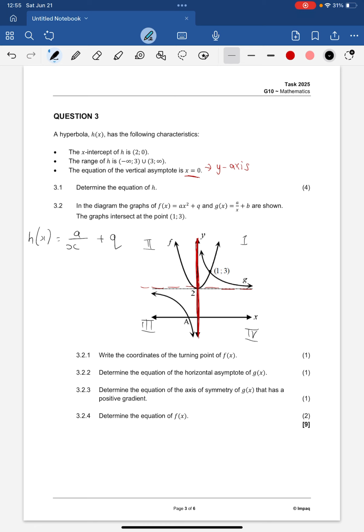We have an x-intercept at (2, 0). Okay, x-intercept is when y is equal to 0. And we also know that the function goes from negative infinity until 3.